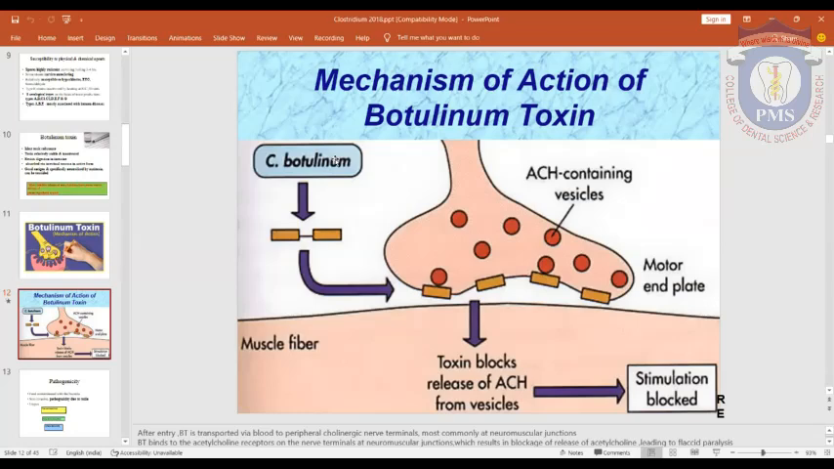Repeating, after entry, botulinum toxin is transported via blood to peripheral cholinergic nerve terminals, most commonly at neuromuscular junction, where this botulinum toxin binds to the acetylcholine receptors on the nerve terminals at the neuromuscular junction. This results in the blockage of release of acetylcholine, leading to flaccid paralysis.